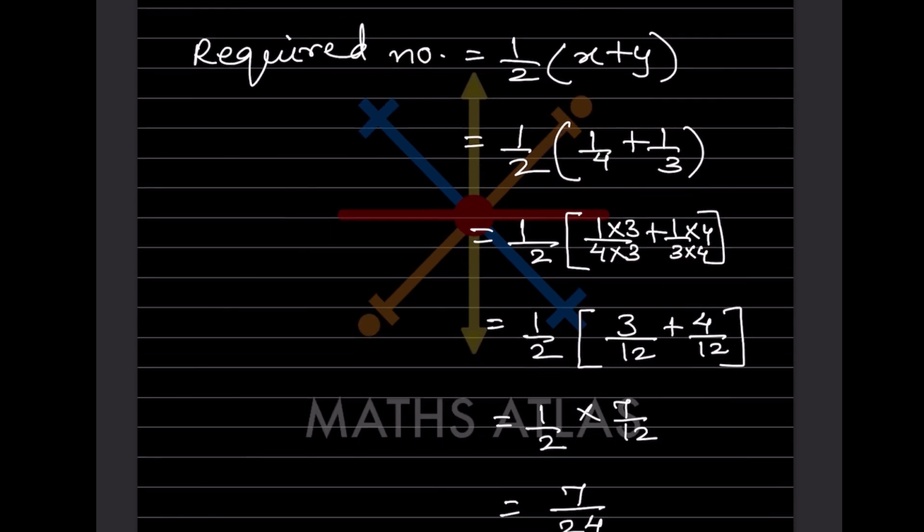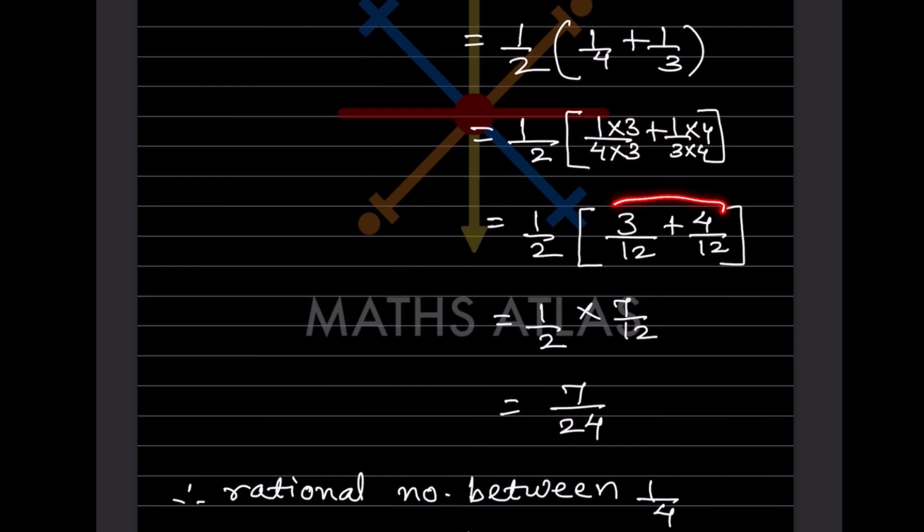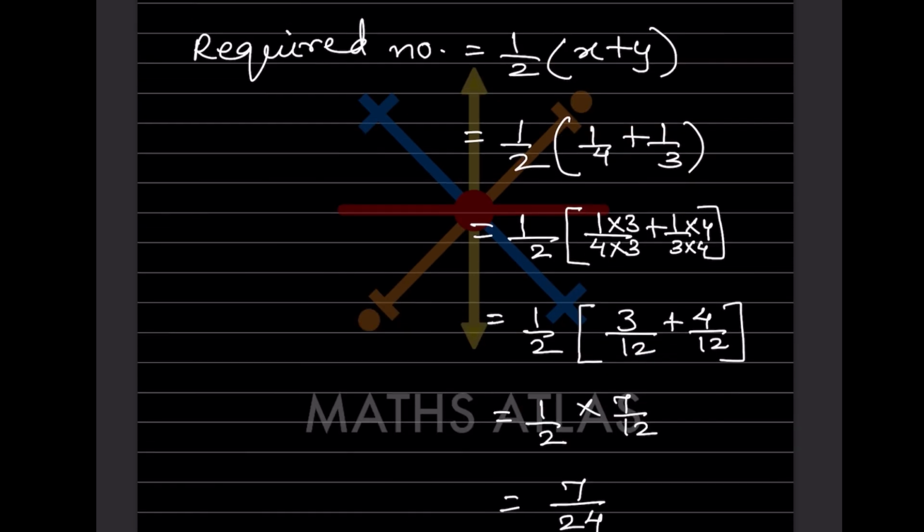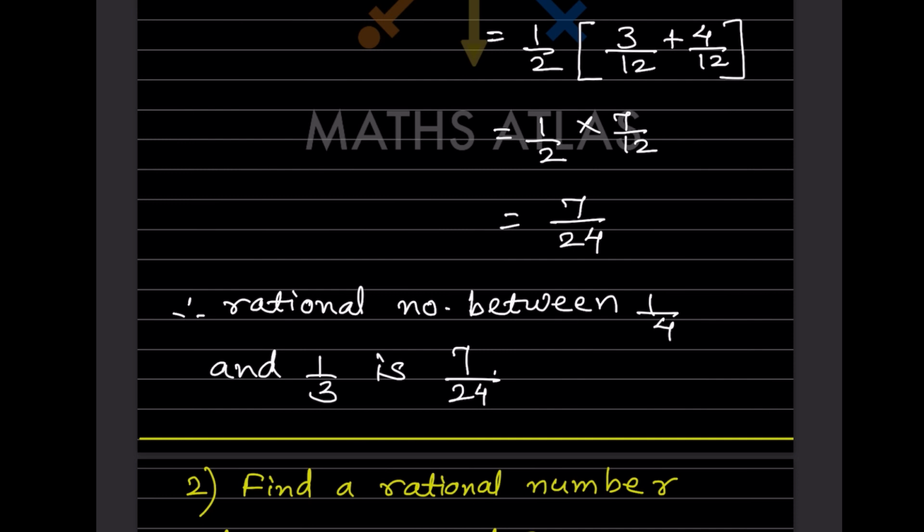So this is going to be 1 by 2, 3 by 12 plus 4 by 12. So 1 by 2 into this is going to be 7 by 12. So this will be 1 into 7 by 24. So we can say the rational number between 1 by 4 and 1 by 3 is 7 by 24.